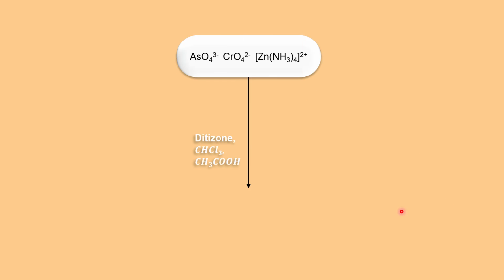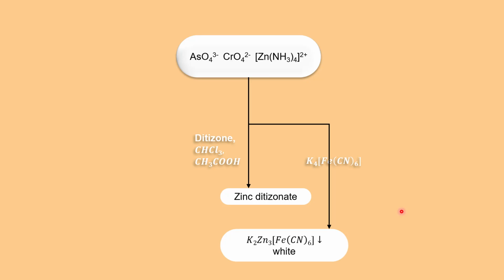So we have now 3 radicals. What we do is we simply add some specific reagent that is known as dithizone in chloroform and acetic acid. A very typical test of zinc: a precipitate of zinc dithizonate is formed, while if we add potassium ferrocyanide, then bluish white precipitates of a complex that contains K2Zn3[Fe(CN)6]2 species are formed.